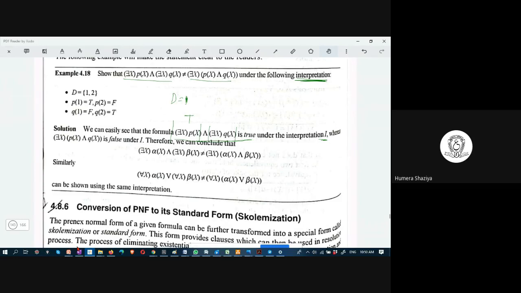When values are taken into account, here in this case 2 has to be considered because for 2, q of 2 is true. And because we have found true and true for both, when x is 1, this statement is true. When x is 2, the second statement or formula is true. When both are true, it is joined by and, therefore, the whole formula is true.